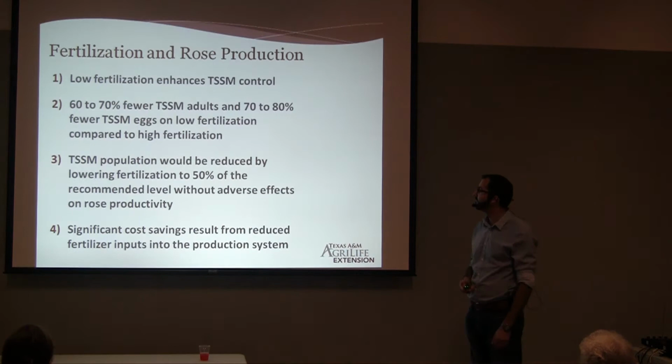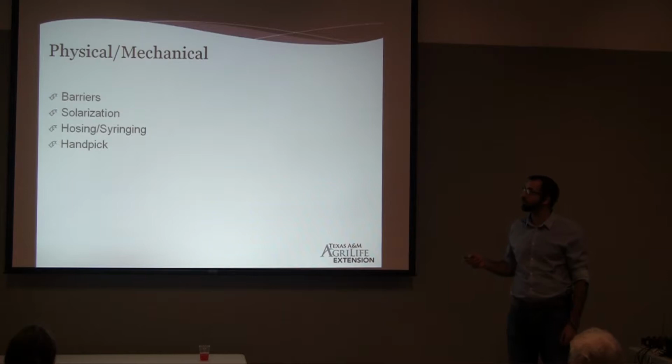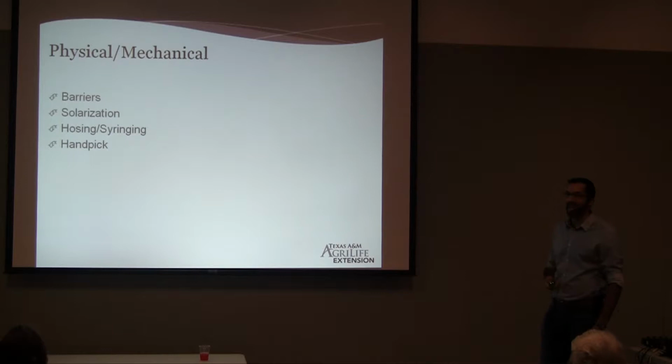All right, so next, going on to physical or mechanical control. This includes things like barriers, solarization, which is essentially if you have a plot of soil that you know has some insect pests in it, you might put a clear plastic over it, and the heat of the sun and just some moisture will actually boil up anything in there, including your beneficials as well. But at least you're starting off with a clean slate. You have your hosing, or syringing, and handpicking.